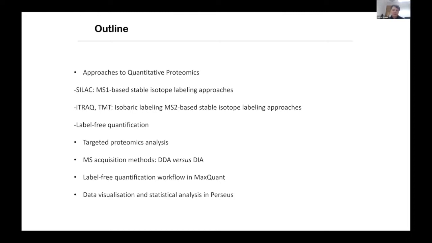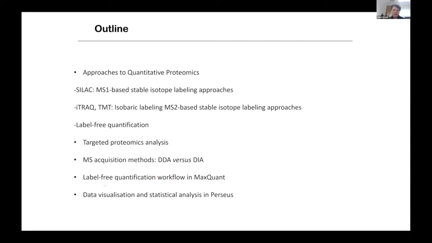Initially looking at methods involving stable isotopes, such as SILAC and the isobaric labeling methods, iTRAQ and TMT. And then I'll compare that to label-free quantification. And then going on from there, I'll compare a few different approaches to acquiring data in the mass spectrometer. So this will be targeted proteomics in contrast to two different types of acquisition methods called data-dependent acquisition, or DDA, and data-independent acquisition, DIA.